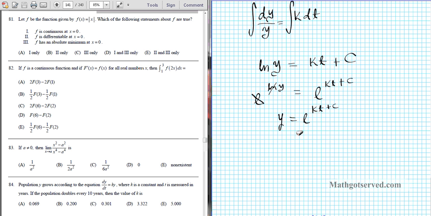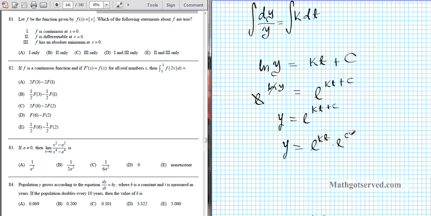Now we're going to do some algebra here just to determine the term for the initial amount, the initial population. To do that, using the product property of exponents in reverse, we can express this as e to the kt times e to the C. Remember, whenever you're multiplying exponents of the same base, you add the powers. So if you have a sum of powers, you can express it as a product of exponents with the same base, as we have here.